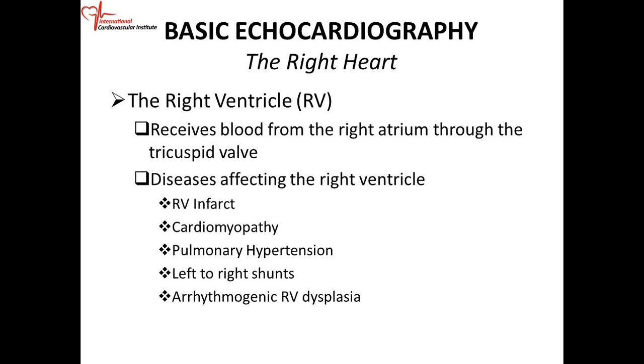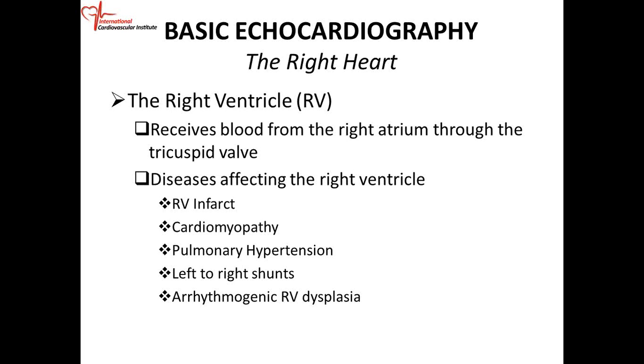Left to right shunt. We say left to right shunt because if you have blood flowing from, say, the left atrium to the right atrium across the interatrial septum, or even from the left ventricle to the right ventricle across the ventricular septum, over time you have increased blood flow into the right side of the heart. Increased blood flow means increased pulmonary blood flow in the pulmonary trunk and the pulmonary arteries. And that in itself causes damage to the pulmonary arterial system and causes pulmonary hypertension. So these shunts, if they're large enough, can result in pulmonary hypertension.